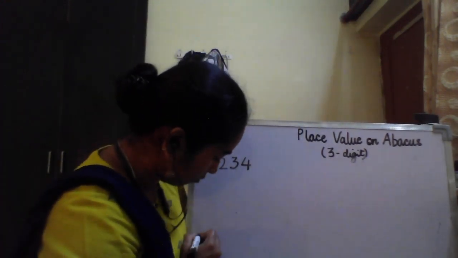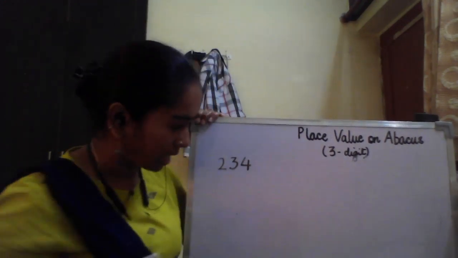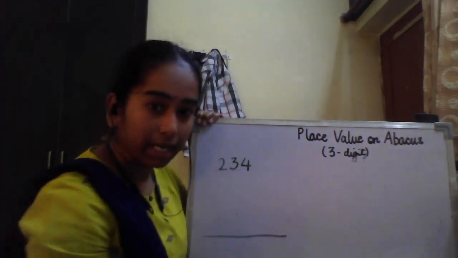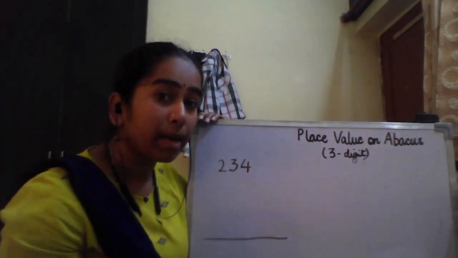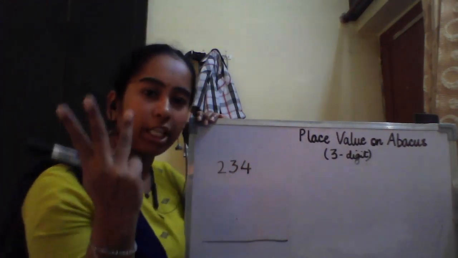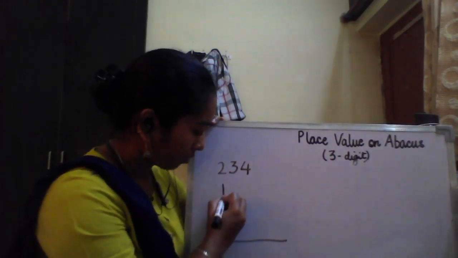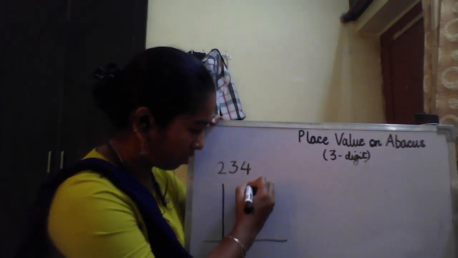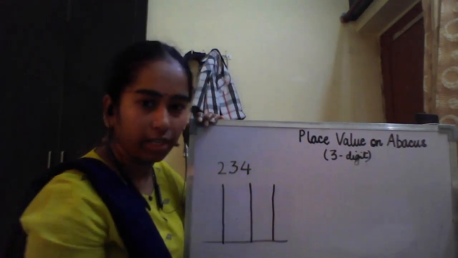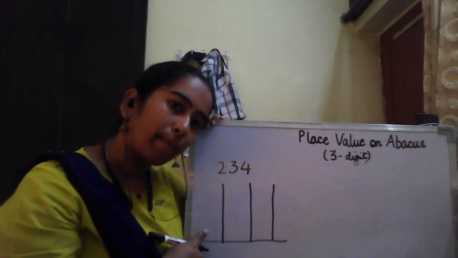So what am I going to do? I will draw an abacus. I will draw a straight line first. And I will draw how many spikes? We have a 3-digit number, so we will draw 3 spikes. Draw it with me: 1, 2, and 3. Now, number 1, we have drawn our abacus.